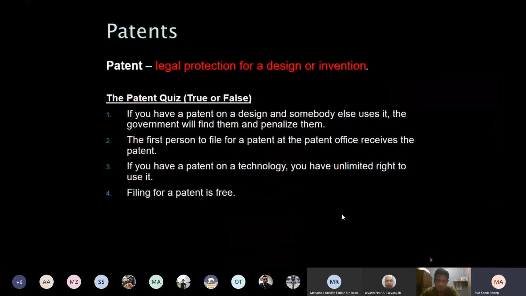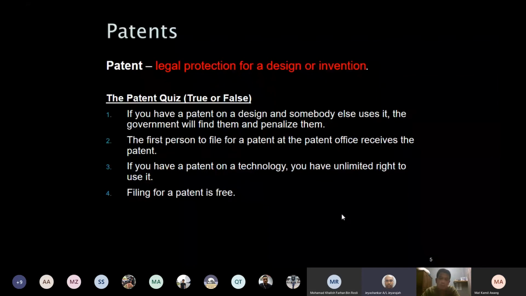A patent is legal protection for a design or invention. So, if you have a patent on a design and somebody else uses it, the government will fine them and penalize them. Is that true or false? True, sir. Who says true? Who says false? True, sir. Sir, the person can sue the other person.